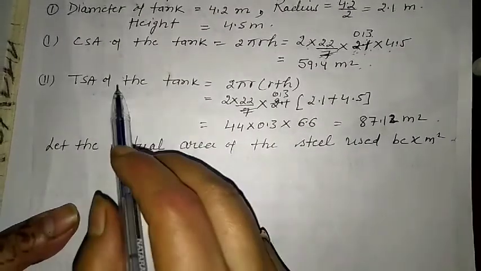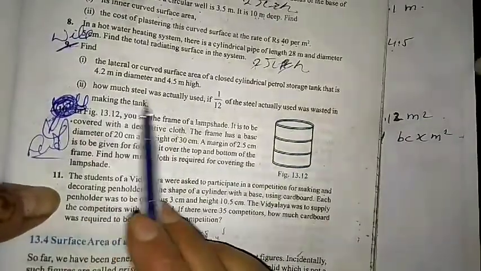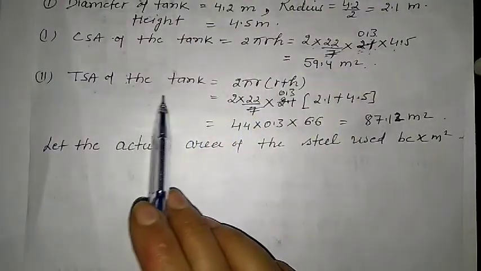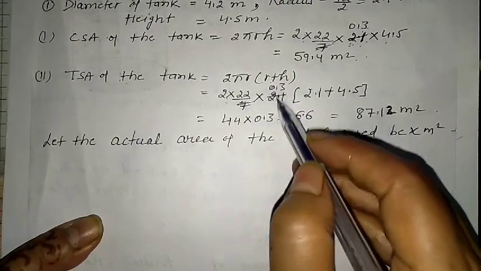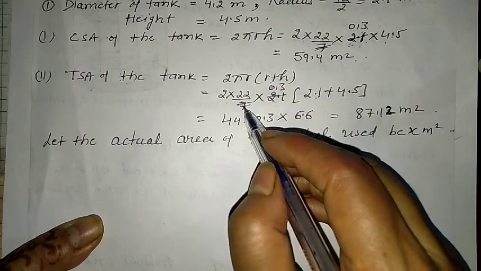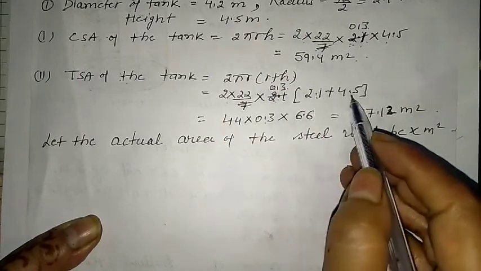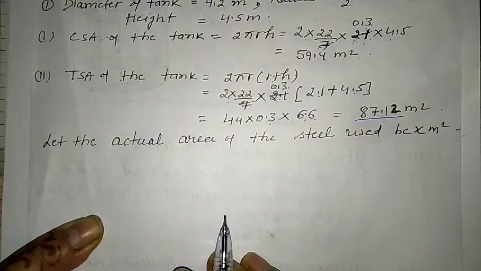Now for the second part, how much steel was used? This is given. How much steel was actually used if 1 upon 12 of the steel actually used was wasted in making the tank? For this part, we have to find the total surface area. So total surface area is 2 pi r into r plus h, that is 2 into 22 upon 7. r is given 2.1, r is given 2.1, height is given 4.5. This can be here 6.6, so multiply 44 by 0.3, this we can add 6.6. So we are having here 87.12 meter square.